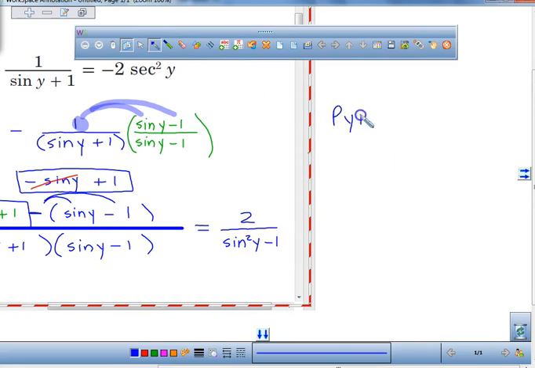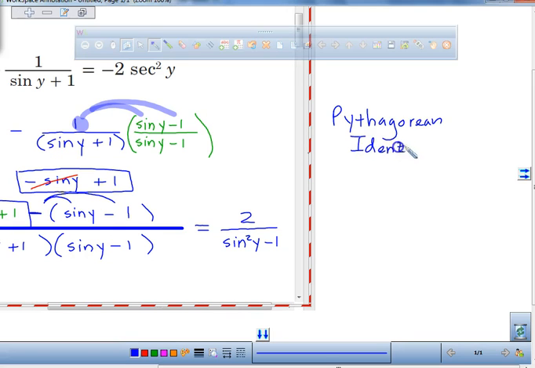There's something called a Pythagorean identity. And this is the biggest step. Out of all the steps that we've done, this is where you need to understand you need to go next. So we're going to write the sine squared of y plus the cosine squared of y equals 1. That's what we need to understand right there.